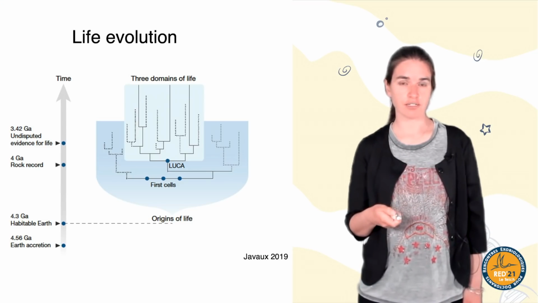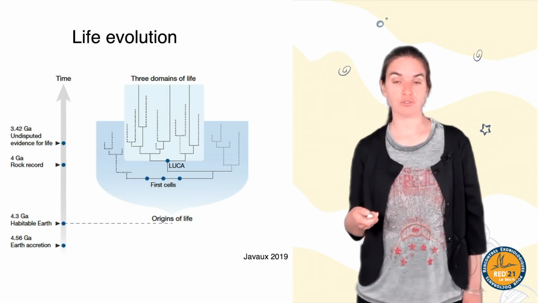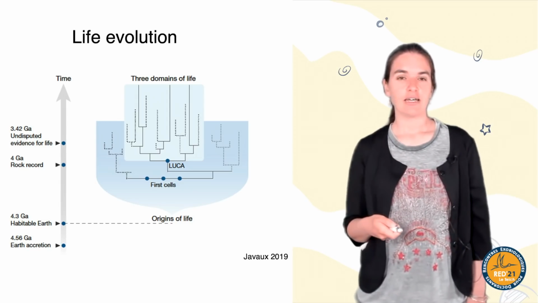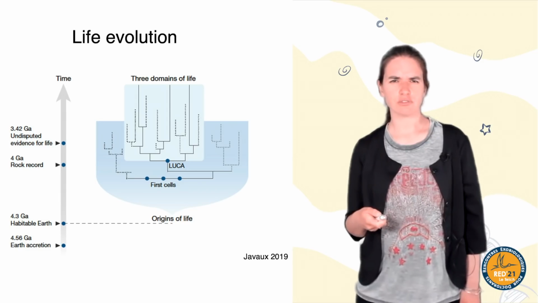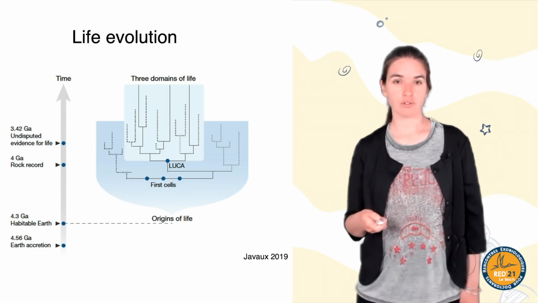And so if we look back at what we know on life evolution, we have an idea of what was undisputed evidence of life that is here. This is what I show you, this Strelley Pool stromatolite. And then we can go from the rock record. So the first rock record is 4 billion years old.